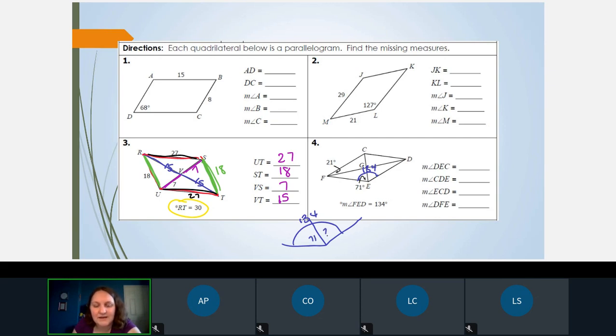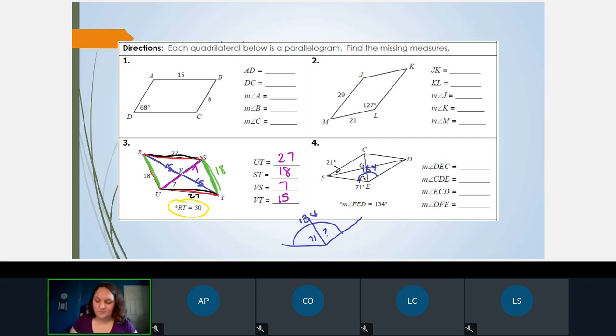So how could I find that missing part? In the chat, tell me, what would you type in your calculator to find this missing angle? How would you find this missing angle knowing that the whole thing is 134 and that small piece is 71? Yay, good. Anybody else want to chime in there? What are you going to type in your calculator to find that missing angle? Yes, very good. All right, I'm seeing a lot of good stuff.